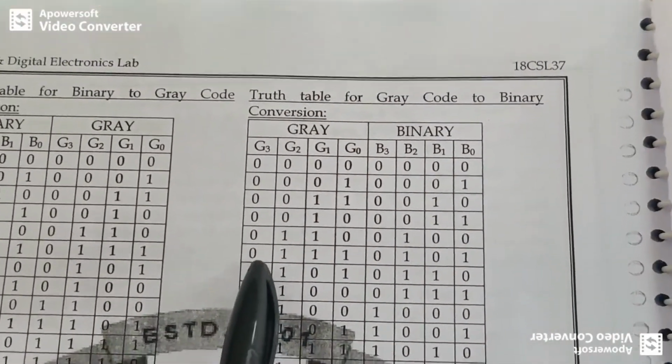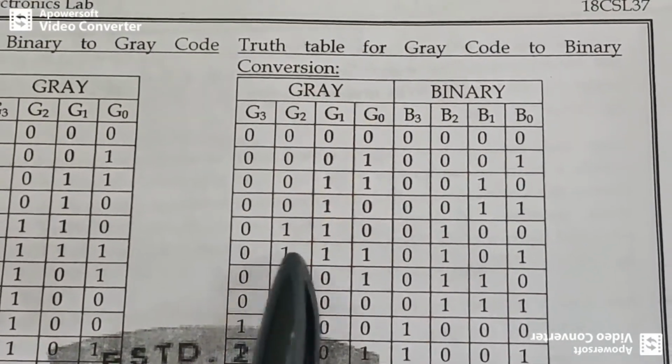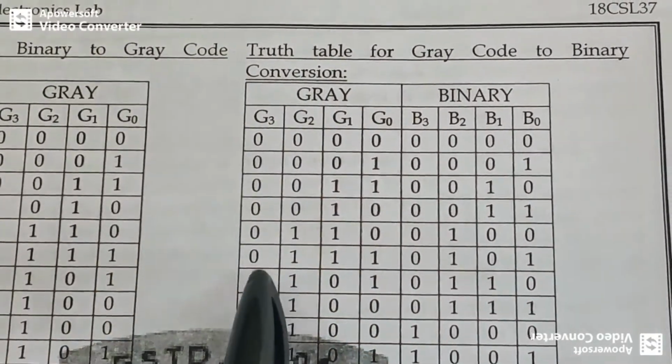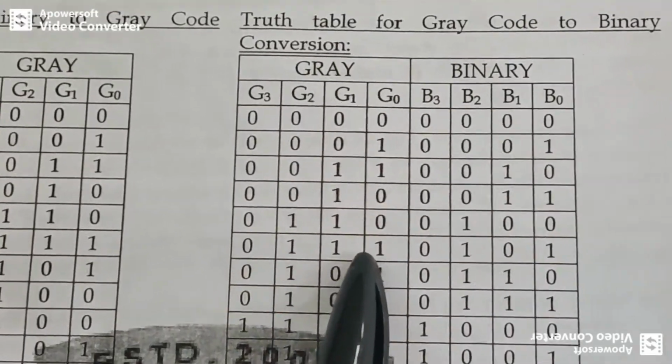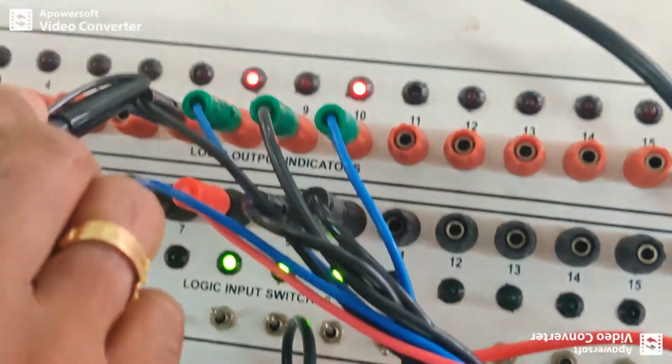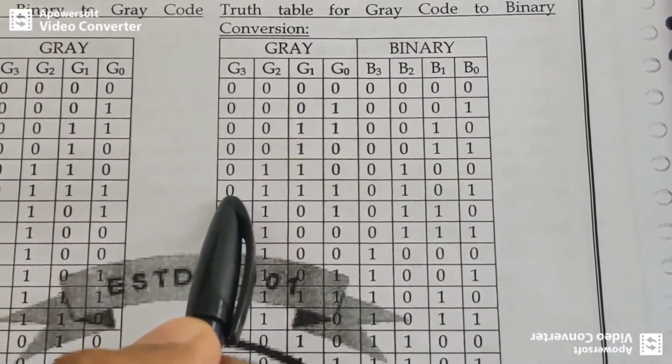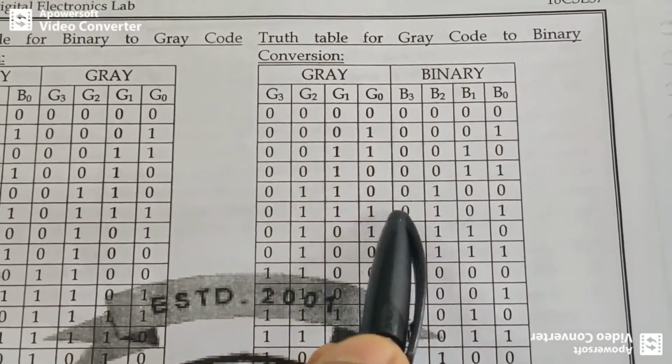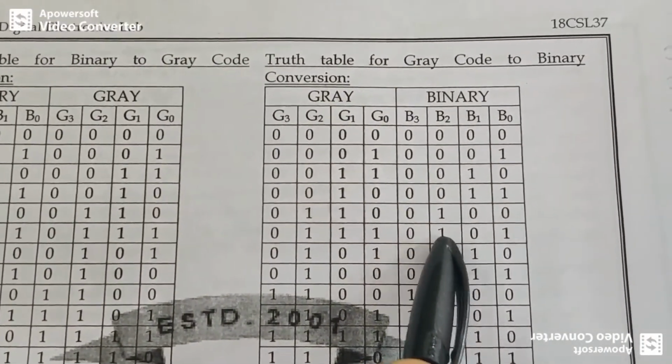Now we will take some other combination, 0, 1, 1, 1. That is, gray code input is 0, 1, 1, 1. For that, binary is 0, 1, 0, 1.